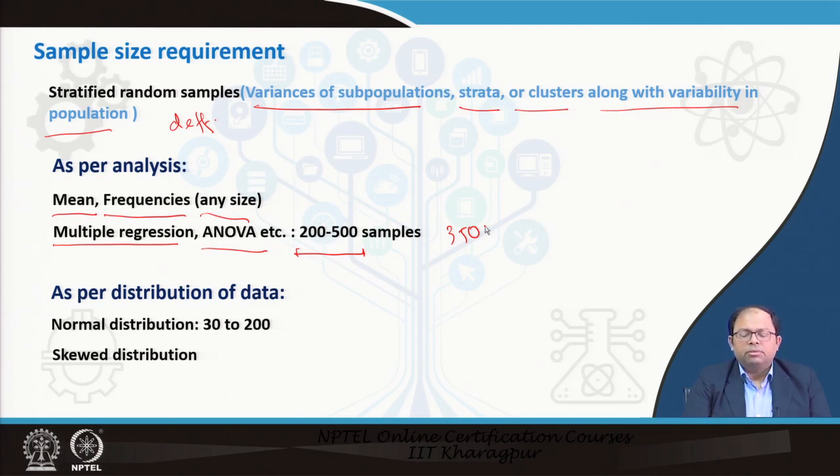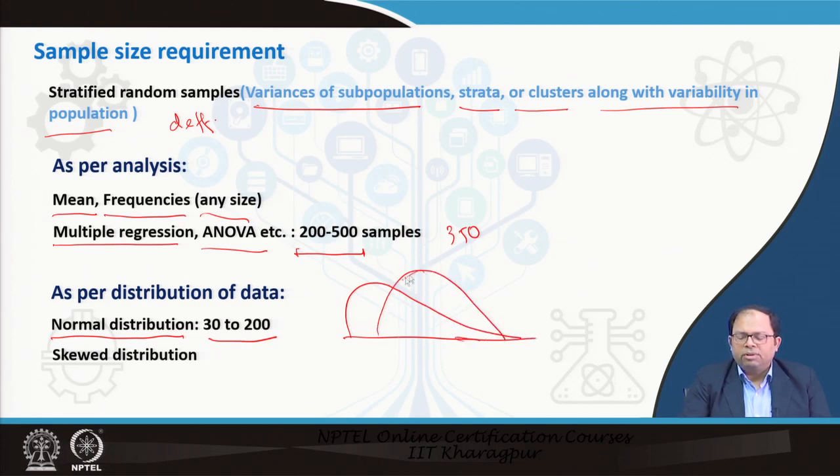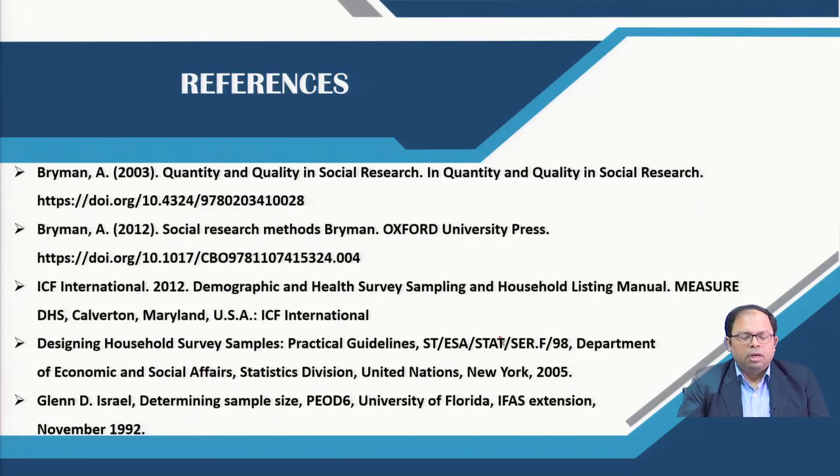And as we have seen, if the data is distributed normally, then we can have a smaller sample size, around 30 to 200 for any kind of estimates. Whereas if the distribution is skewed, that means the distribution looks something like that instead of a normal, more or less uniform distribution, then we will probably require more samples. So these are the different aspects that also influence sample size. These are some of the references you can use for studying sample size.